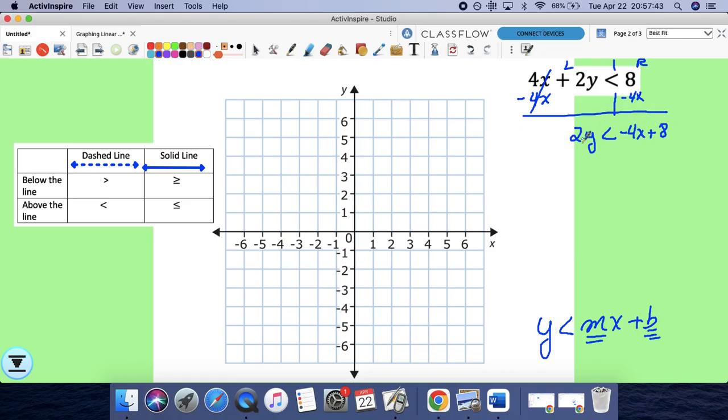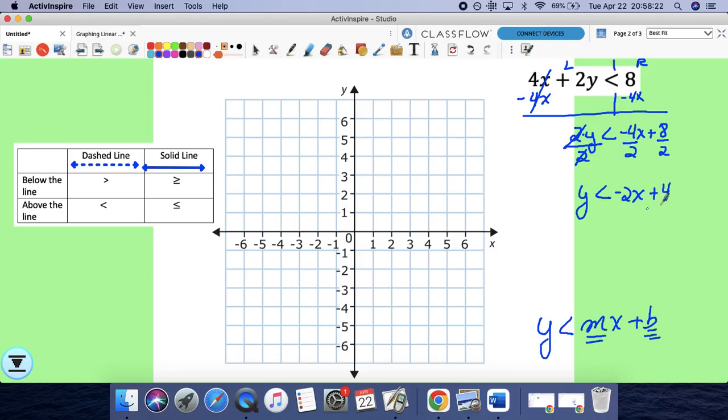Now to get rid of the coefficient of 2, because it's being multiplied, we're going to use the inverse operation, which is division. So we're going to divide by 2. And here is the trick. When I divide the left side by 2, I must divide all the terms on the right side by 2. So I'm going to put a little 2 under the negative 4x and a little 2 under the 8. Everybody gets divided by 2. 2 divided by 2 is 1, and 1 times y is just y. Less than, and then careful here, negative 4x divided by 2 is negative 2x, and then positive 8 divided by 2 is plus 4.